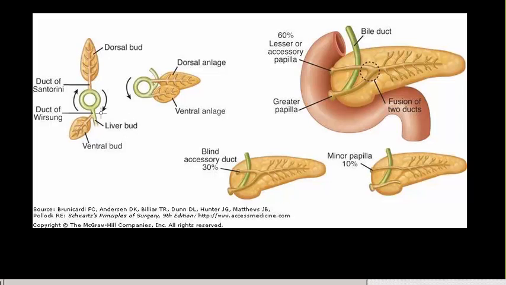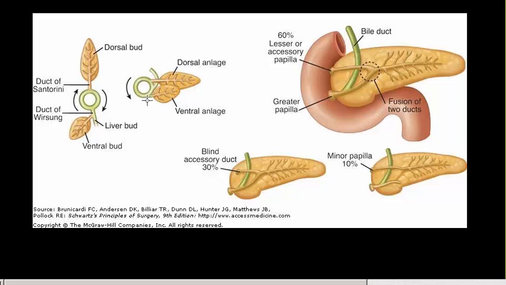and the ventral bud. Okay, I'm not going to get into what is the dorsal bud and the ventral bud. Just want you to know that we have what we call the ventral bud and the dorsal bud. And during the gut rotation in pregnancy, the ventral bud will join the dorsal one. Okay, the ventral will form the inferior part of the head of the pancreas and the uncinate process. Okay, and the dorsal bud will form the rest of the pancreas.